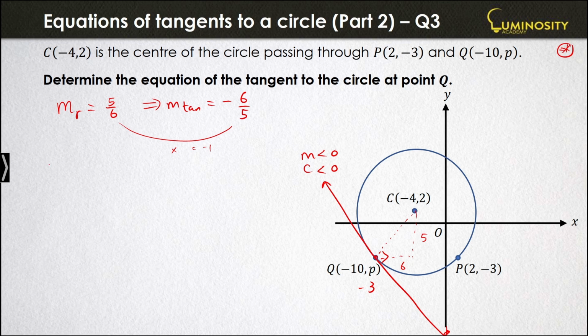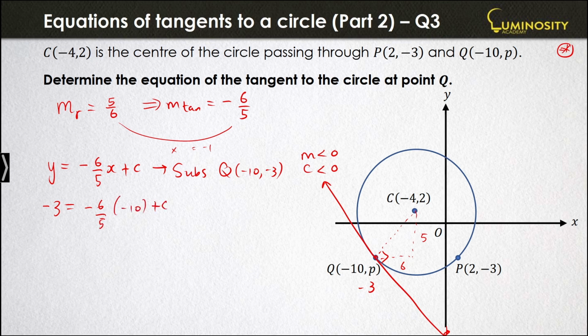Now that we've got that, we've got the equation y = -6/5 x + c. Then we can substitute the point of contact Q, which was (-10, -3). Then I get -3 equals -6/5 times -10 plus c. So the negative and negatives become positive, and 10 divided by 5 is 2, 6 divided by 2 is 3, plus c. Then if I subtract 3 on both sides, I get c is equal to -6.